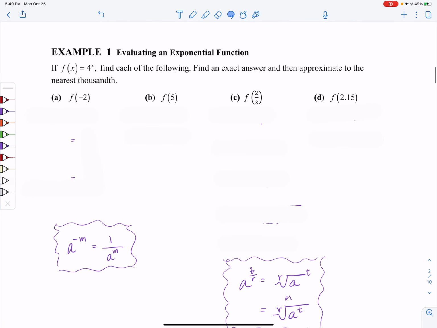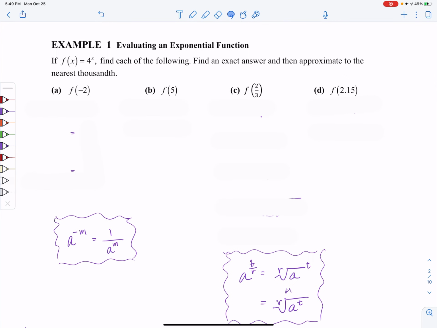All right, let's look at example 1. And this is going to go through four different values that we need to plug in for f of x is equal to 4 raised to the x power. Notice that it asks us for two things. Number one, it asks us for an exact solution, and secondly, it asks us for an approximate solution.